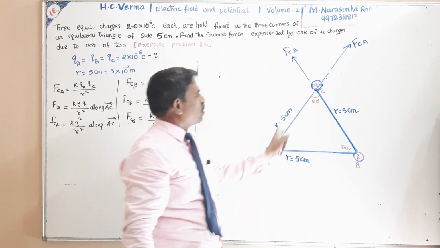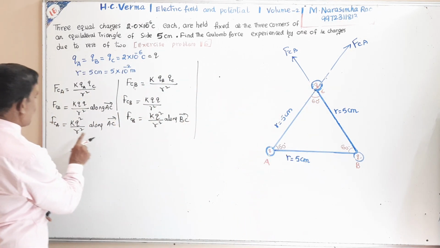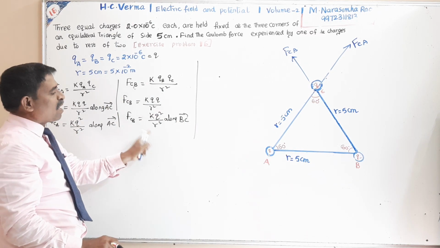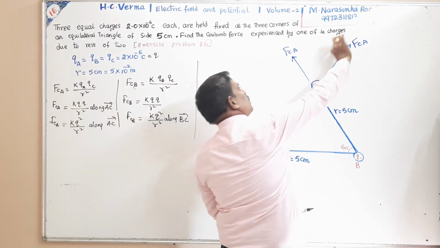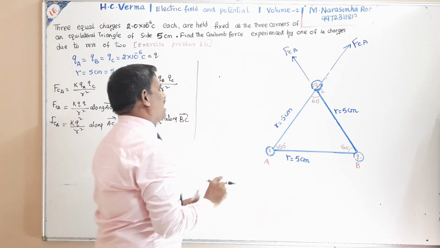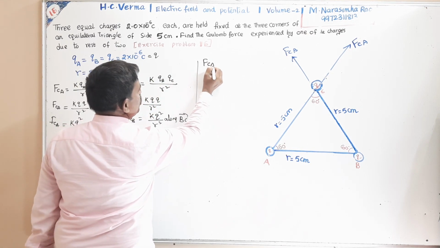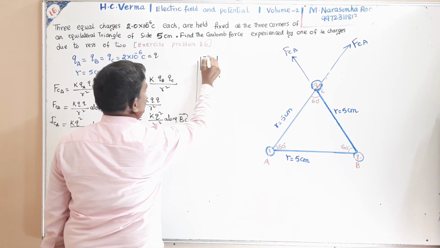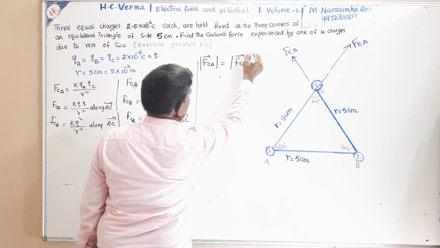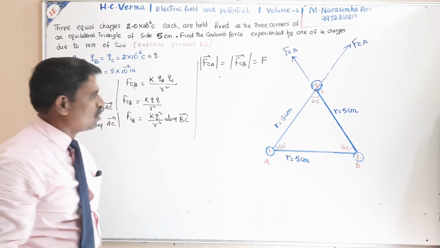Now please listen. Force between these two charges, both are equal in magnitude, K Q square by R square. This repulsive force and this repulsive force are both equal in magnitude. Force on C due to A is equal to force on C due to B, equal to F. Both are equal in magnitude.